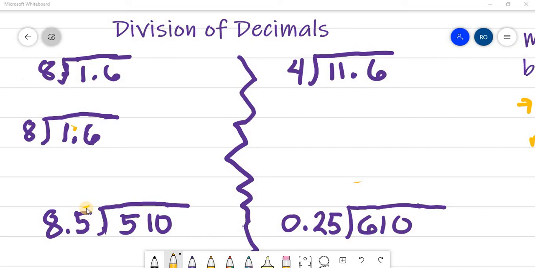Hello class, let's talk about division of decimals. Before we proceed to our main topic, let me review the parts of the division.